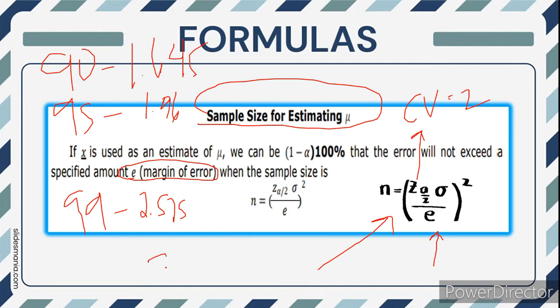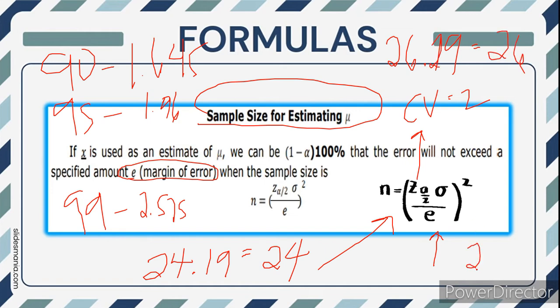For example, 24.19. So your answer must be 24. If your answer in your calculator is 26.19, still, the answer is 26. If your answer is 27.89, your answer must be 28 na po, ha? Your answer must be in whole number.